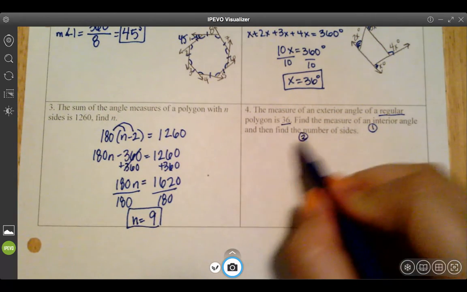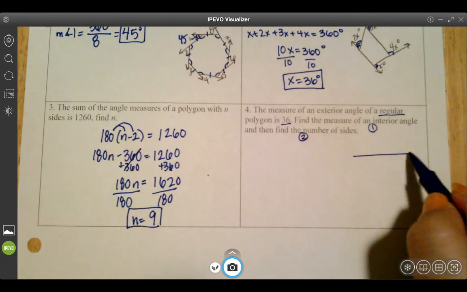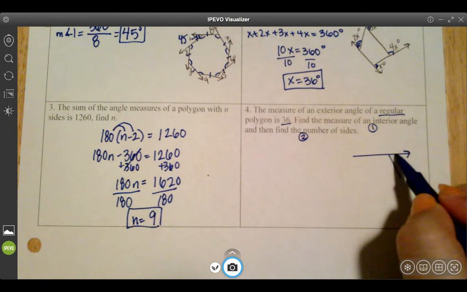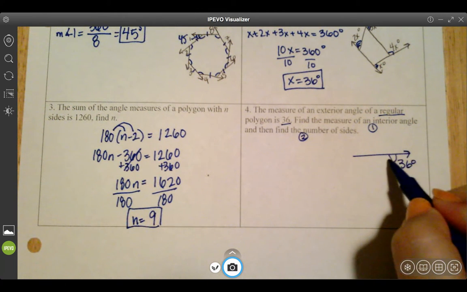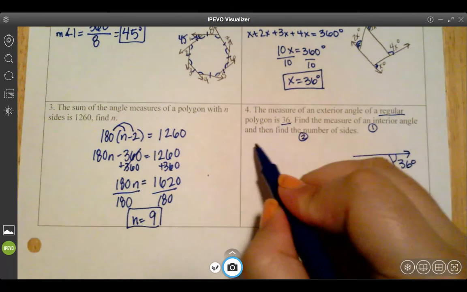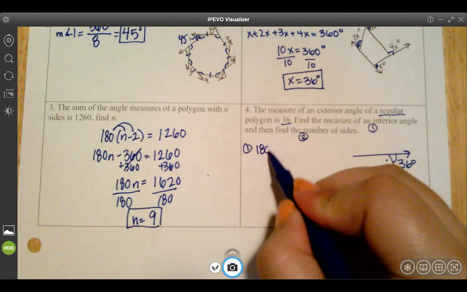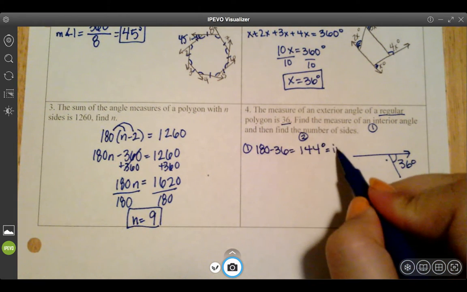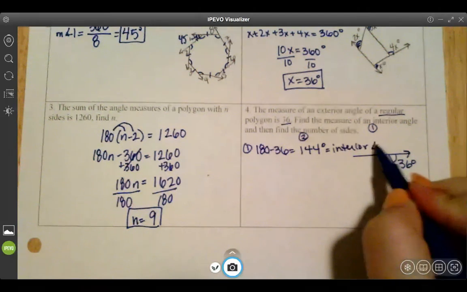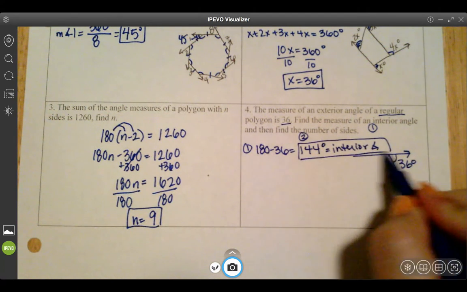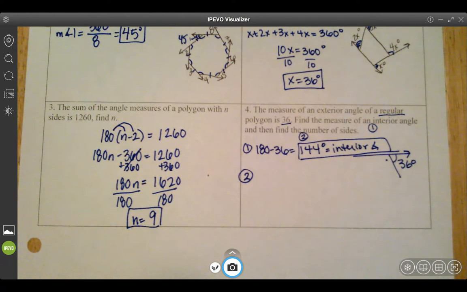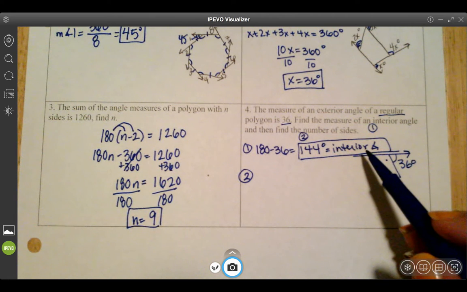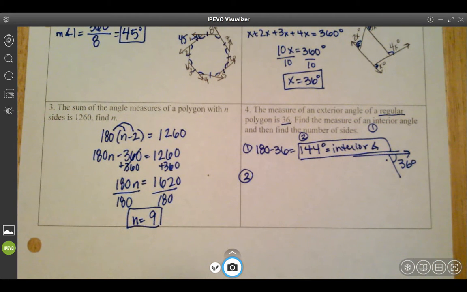Okay, so if I have a regular polygon, and an exterior angle is 36 degrees, the interior angle must be supplementary to that. So step 1, the interior angle is 180 minus 36, 144 degrees. Interior angle. Step 2, find out how many sides there are. Now we can do this by using the interior angle measurement, or we can do it using the exterior angle measurement. I'm going to show you the exterior angle measurement.